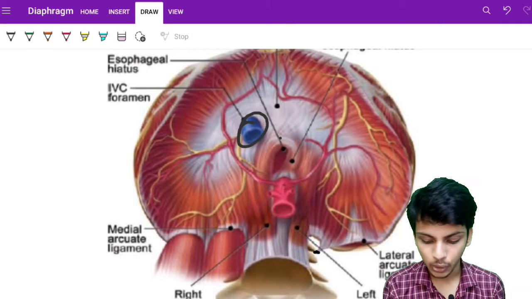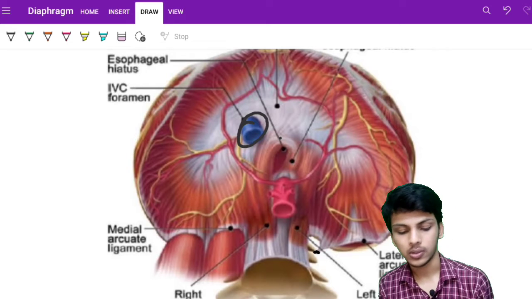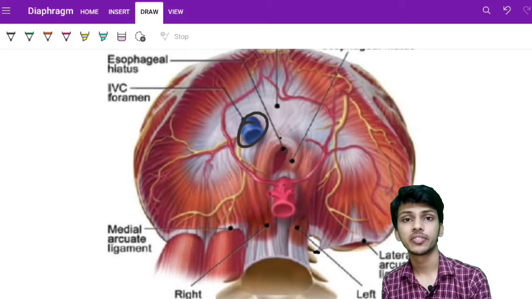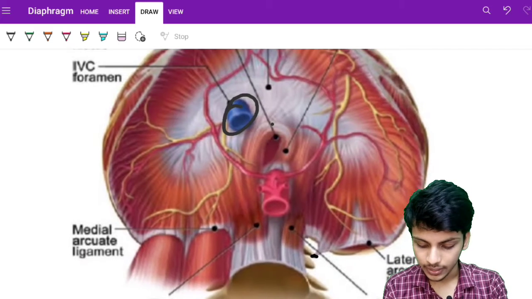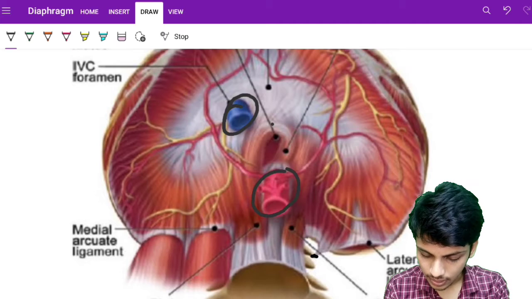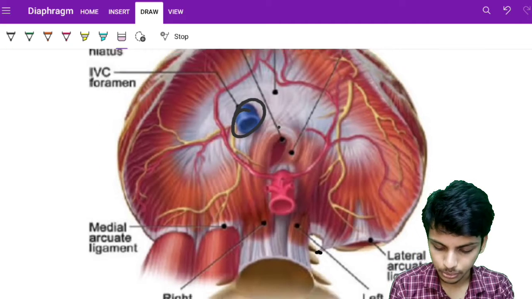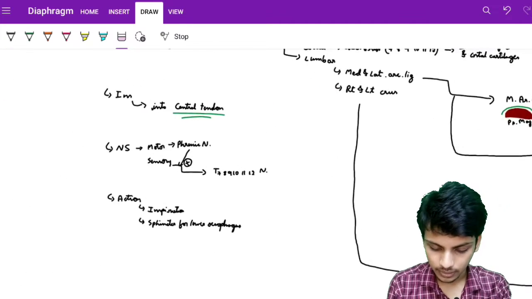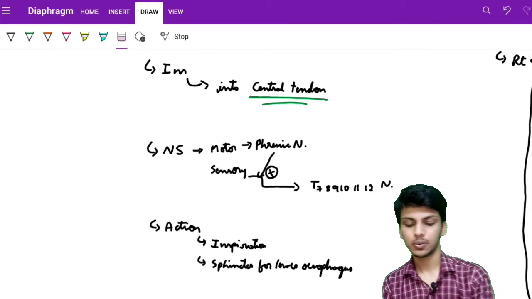Even in cardiology, when we auscultate for murmurs, it has an important feature. We'll be discussing that. And this is the aortic hiatus. We'll be discussing that soon too. That was the insertion. Now what's the nerve supply?